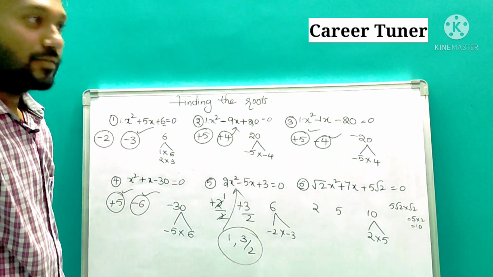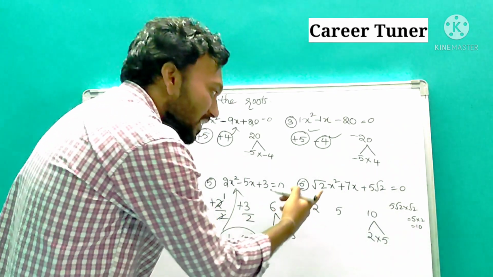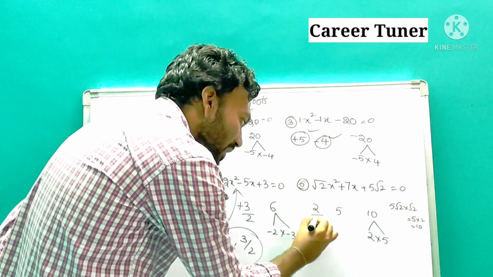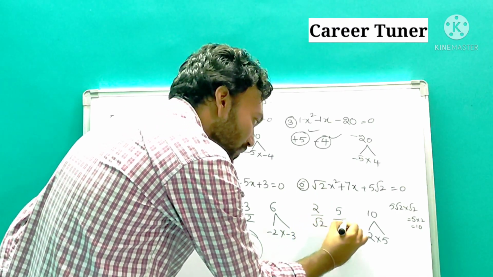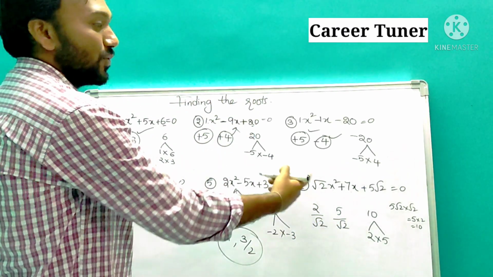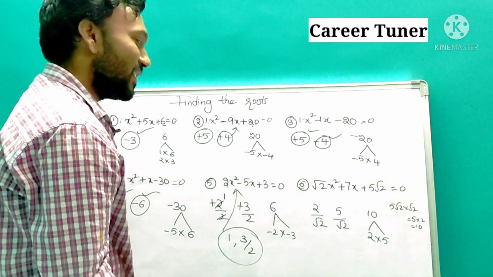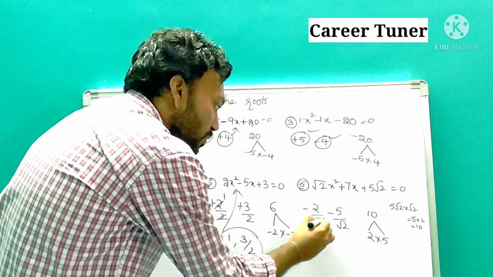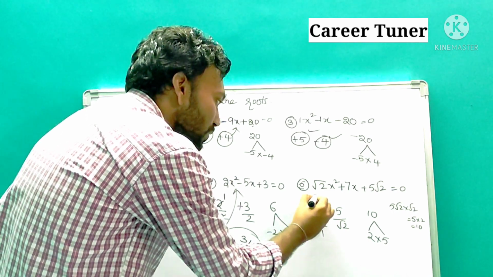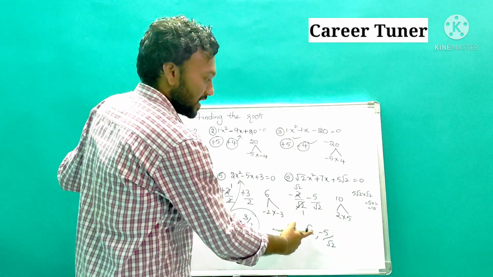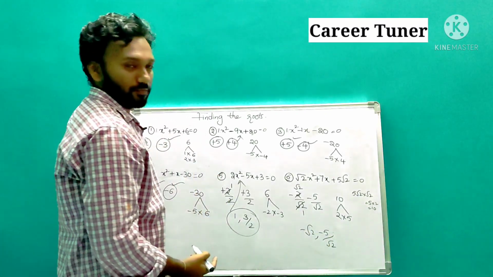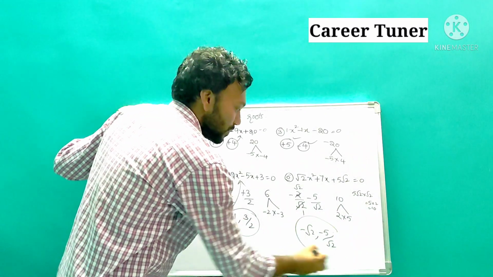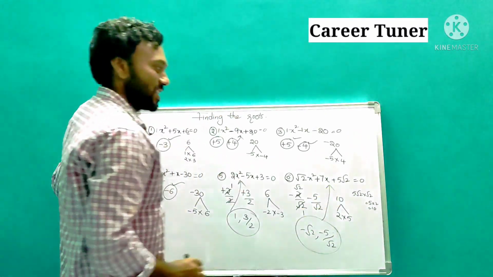After that, what is the next step that we followed? Divide it by root 2, divide it by root 2. Why? Because we have the coefficient here. Next, what do we need to do? Change the signs. Root 2 will go how many times? Root 2 times. What is the answer? Minus root 2 comma minus 5 by root 2. So these are the roots of the quadratic equation. That's it.